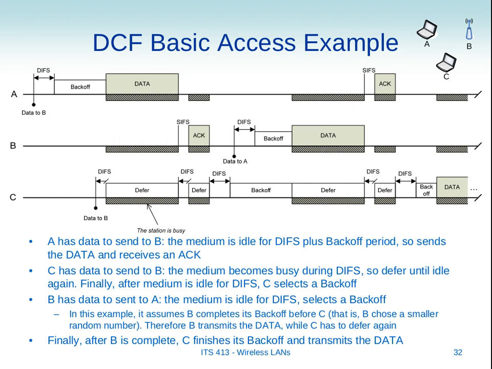I said yes and B is free. Yeah, there's no one transmitting. That is, assuming there's no other stations to keep things simple. That's B, sorry. There's only three stations in the area. Access point has nothing to send until sometime later. B has nothing to send until sometime later.